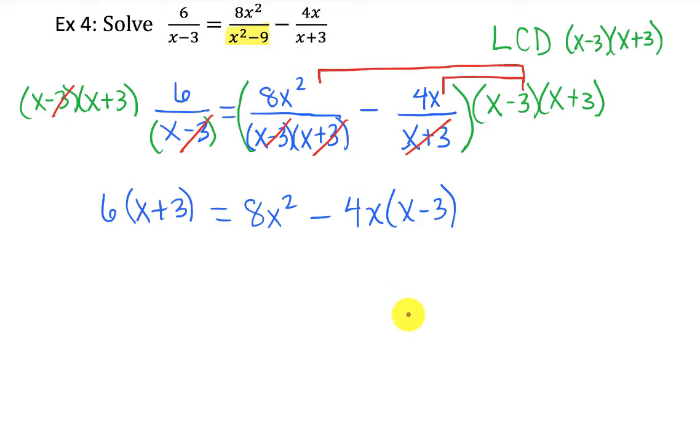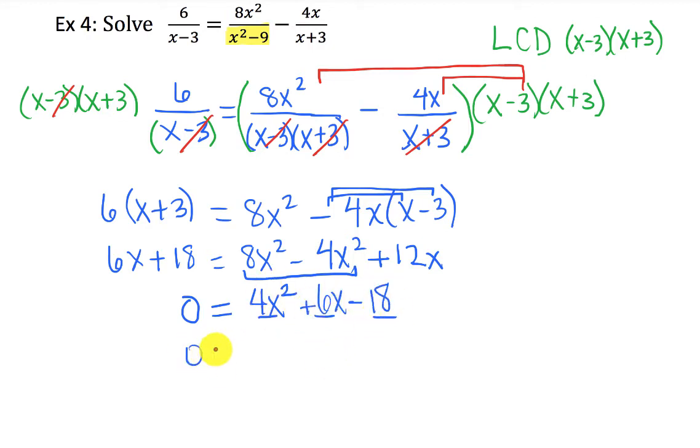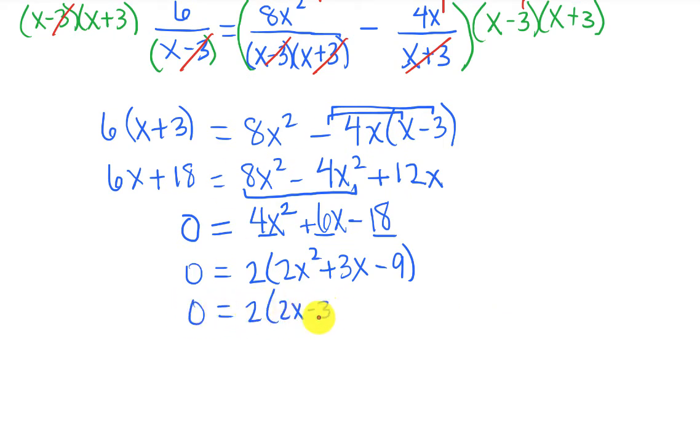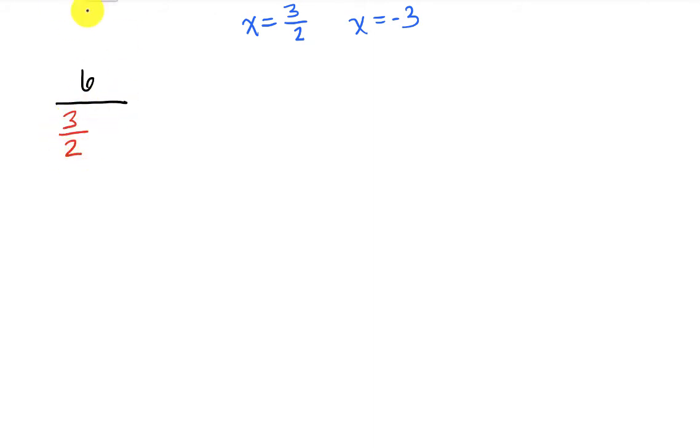That was the hard part, getting rid of the denominators. Now you just have to distribute, combine like terms, and solve. And this equation ends up being a quadratic, which means we have to factor. Our factors here end up being 2x minus 3 and x plus 3. So we get x equals 3 over 2 and x equals negative 3 as possible solutions, but don't forget we have to go back and check that these solutions work.